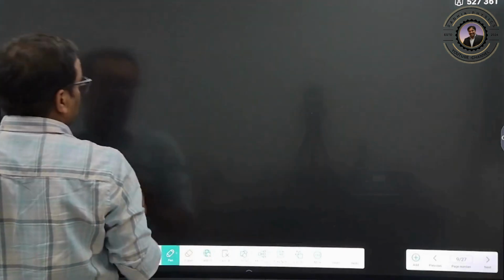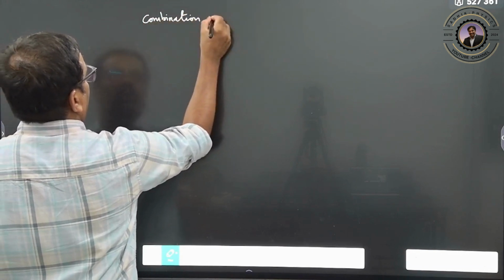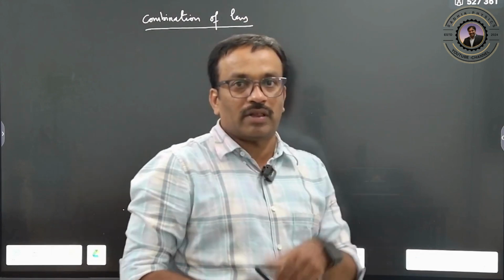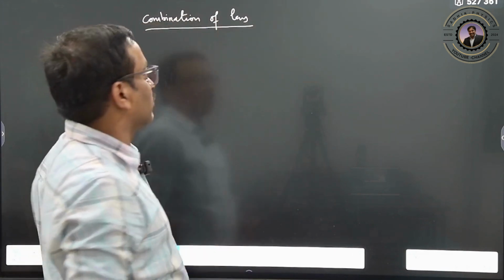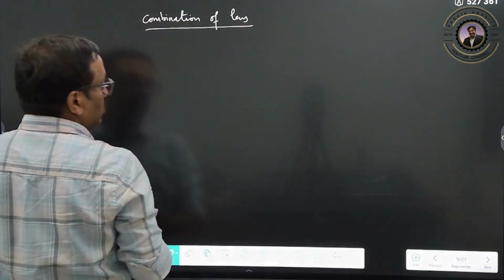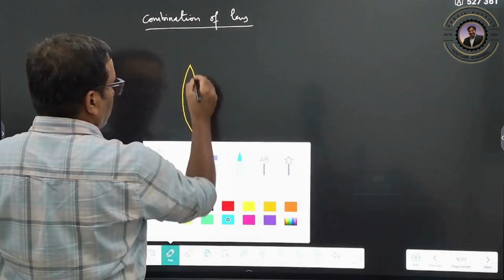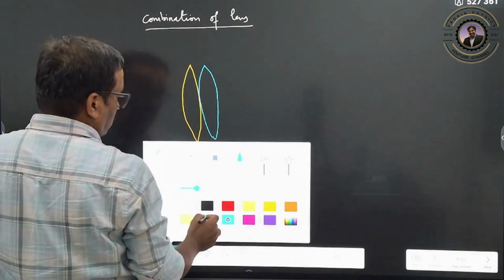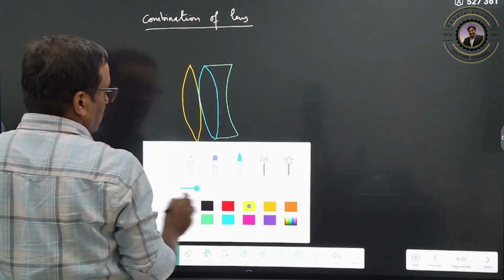Combination of lenses, very important. If the lenses are kept separate, I already dealt with in a previous video how to solve the problems. But in most cameras, like a zooming lens, the lenses will be in combination. So, this is one lens, another lens will be there, or maybe one more lens like this. These are the lenses combined here.